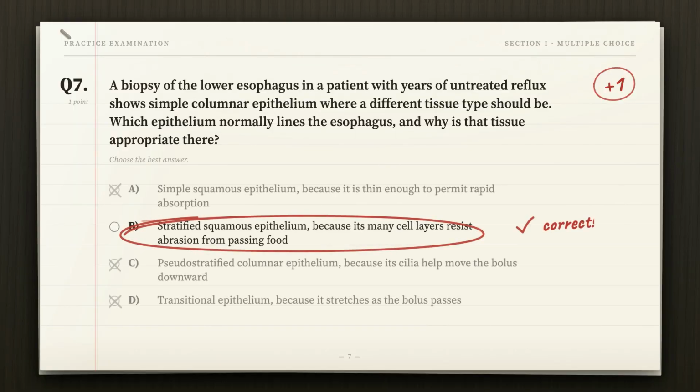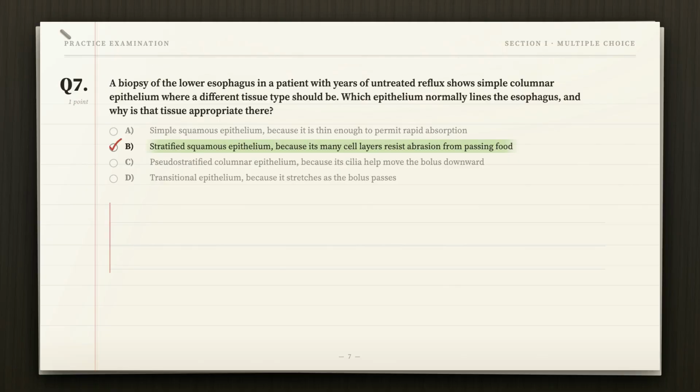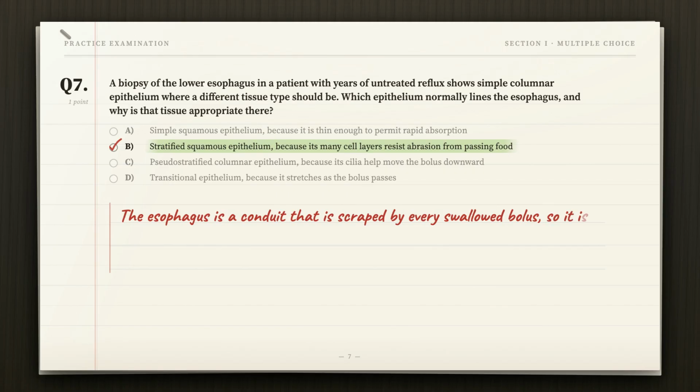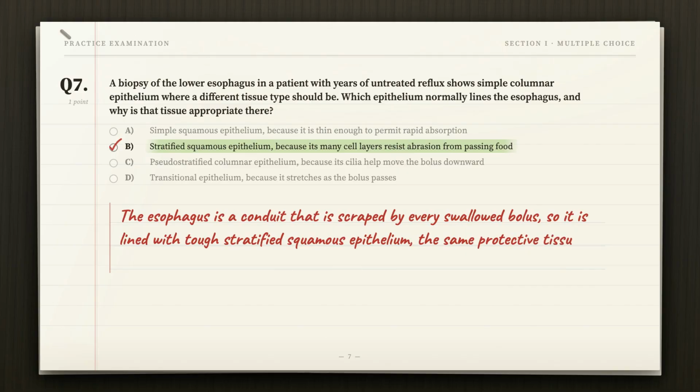The correct answer is B. Stratified squamous epithelium because its many cell layers resist abrasion from passing food. B is correct because the esophagus is a conduit that is scraped by every swallowed bolus, so it is lined with tough stratified squamous epithelium, the same protective tissue found in the mouth, pharynx and anal canal. Replacement of that tissue by columnar epithelium is the precancerous change called Barrett's esophagus.